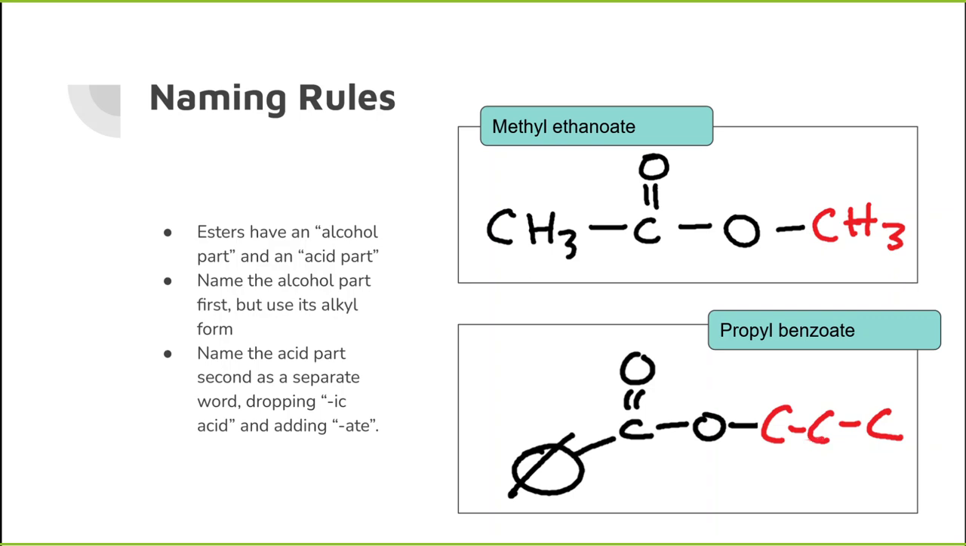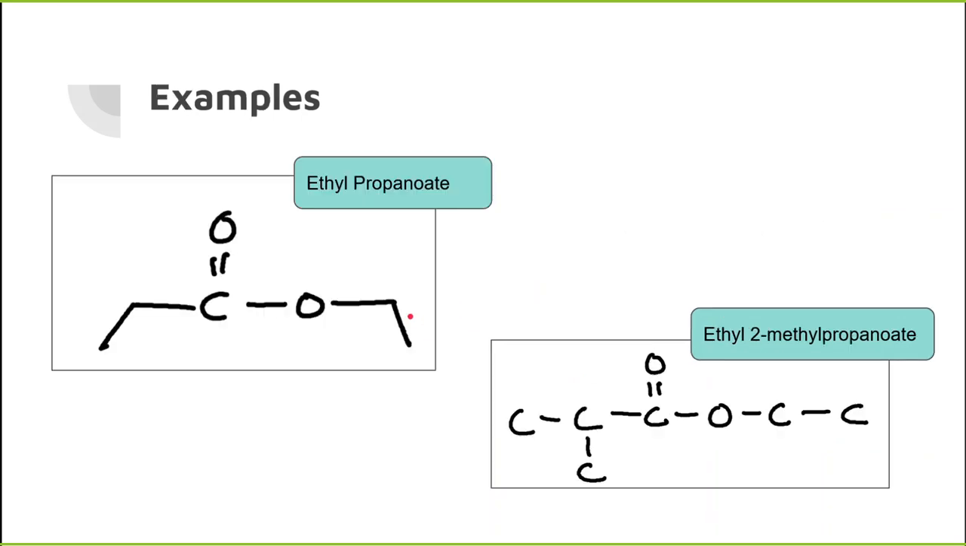In this case, we had CCCOH as our alcohol part. So that gets named propyl. And then this is a benzene ring, so this becomes benzoate. This is your acid part over here. Any questions there with that? Clear as mud. Silent group tonight.